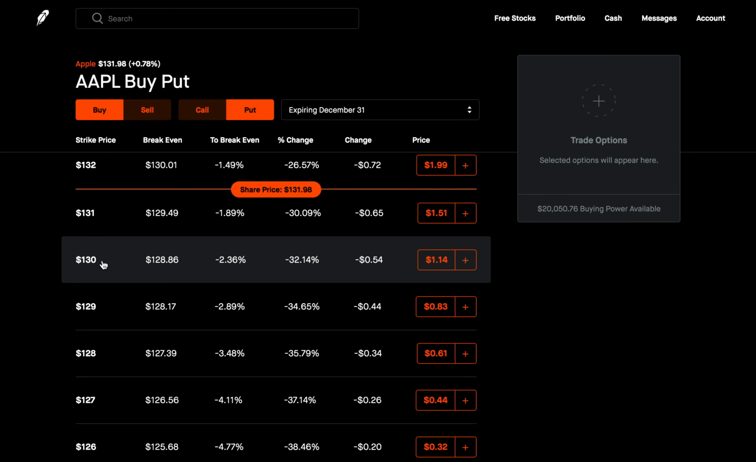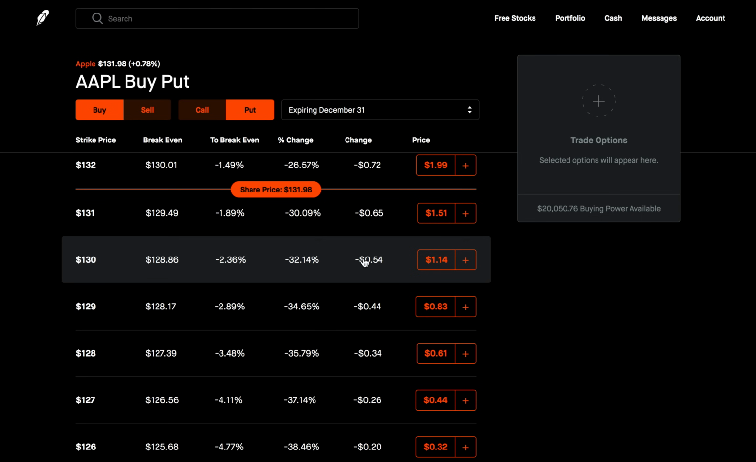This means that any time before December 31st, if I wanted to exercise this, I could sell 100 shares of Apple at the price here of $130 a share. Now, of course, that means you'd have to have 100 shares of Apple, which most people don't. And so that leads me to my next point, which is most people don't actually exercise their contract. What they actually do is they sell it back to the market.